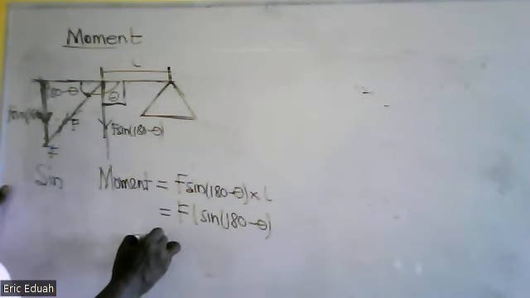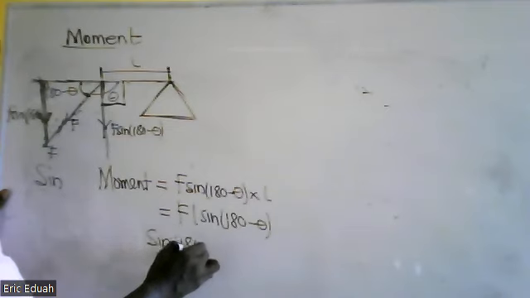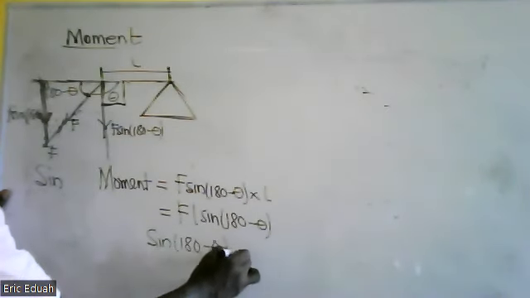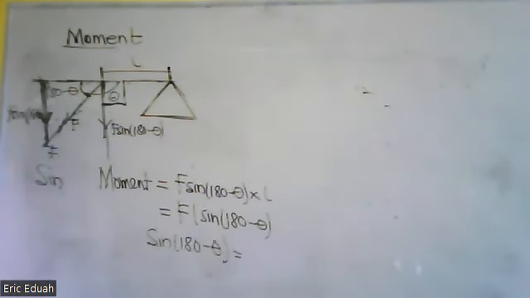Now, let's look at what is sine 180 minus theta. The sine of an acute angle is equal to the sine of its obtuse angle. So sine 60 is equal to sine 120. Sine 30 is equal to sine 150. Sine 20 degrees is equal to sine 160.